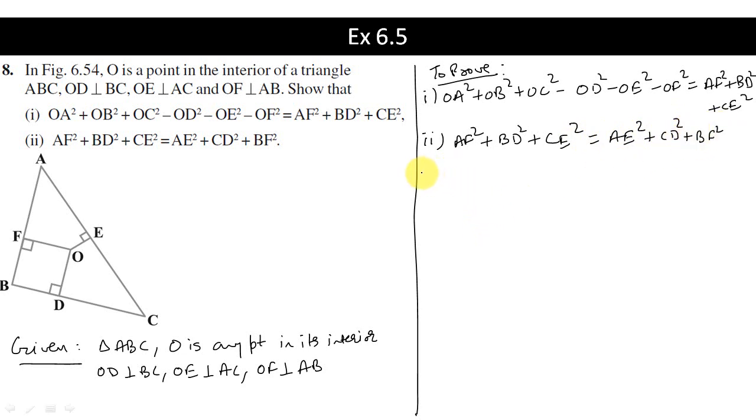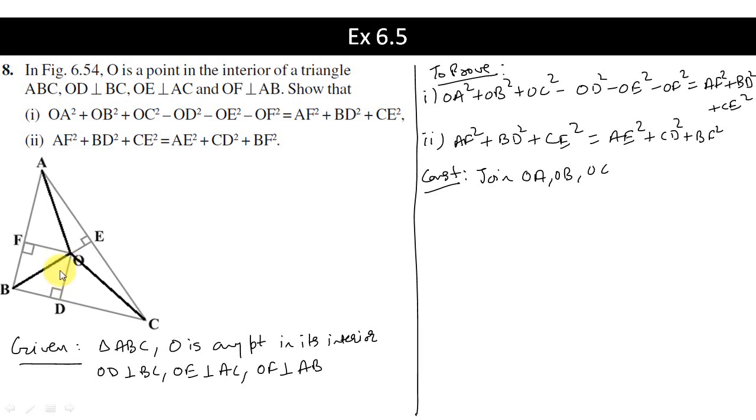So first of all, we'll do the construction. We'll join OA, OB and OC. So the figure will look something like this. We have joined OA, OB and OC. Proof.